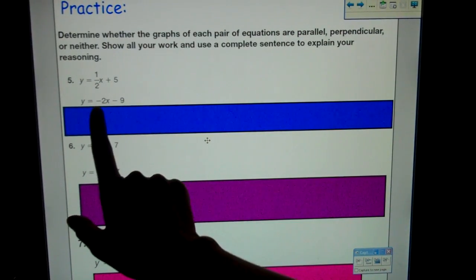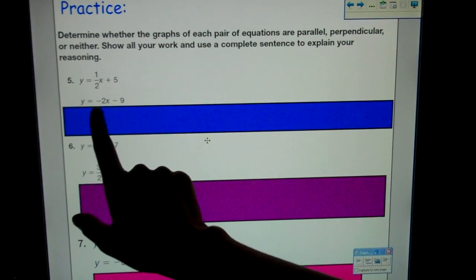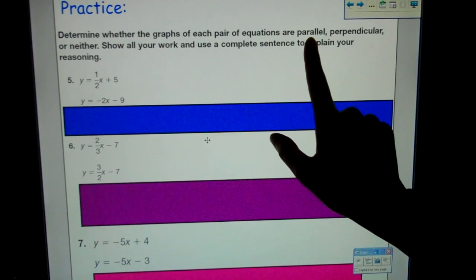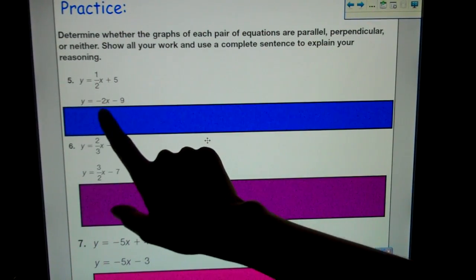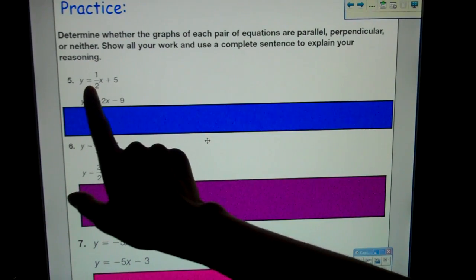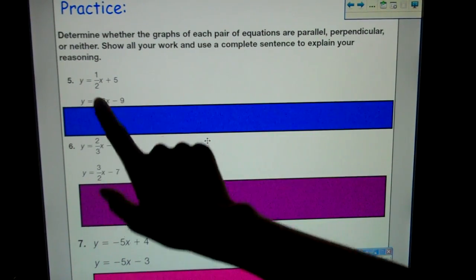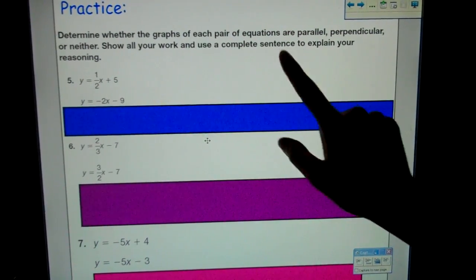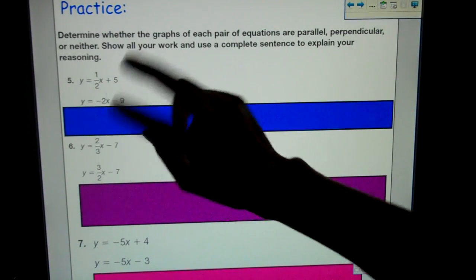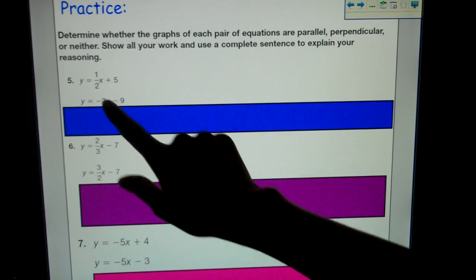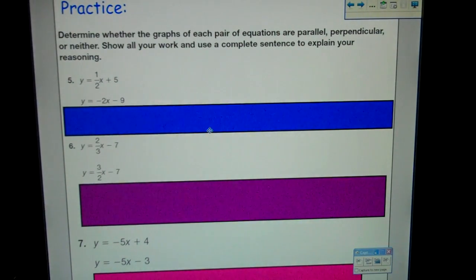Do these 2 have the same slope? No. So they're obviously not going to be parallel, because parallel you have to have the same slope. Are they negative reciprocals? Well, here's 1 over 2, and this one is negative. That one's positive, that one's negative, so it takes care of the negative part. What about reciprocal? What's the reciprocal of 1 over 2? It's 2 over 1. I want you to pause this, because I'm just going to take the answers down. Pause it. You do 5, 6, and 7.